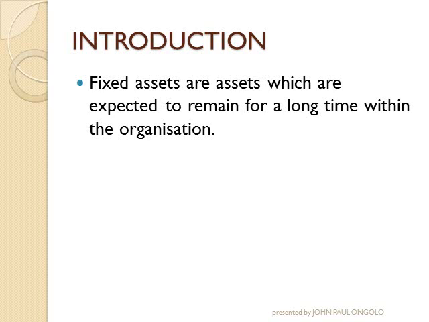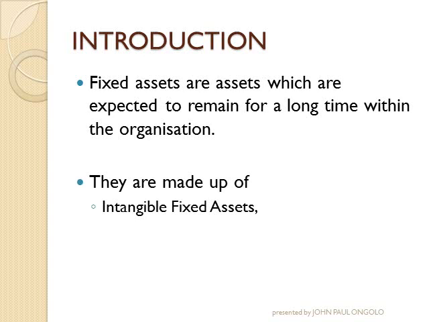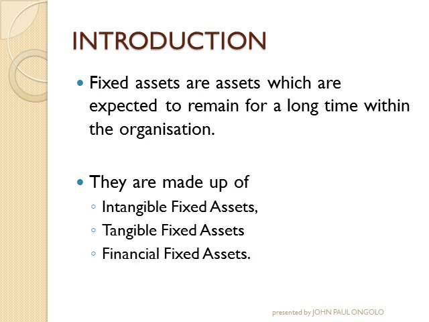Fixed assets can be subdivided into three categories: intangible assets, what we cannot see or touch, they don't have any physical substance, like maybe copyright, patent, licenses. Tangible fixed assets, what we can see and touch, like buildings, equipment, plants, cars. And financial fixed assets, which represent cash or shares of another entity.